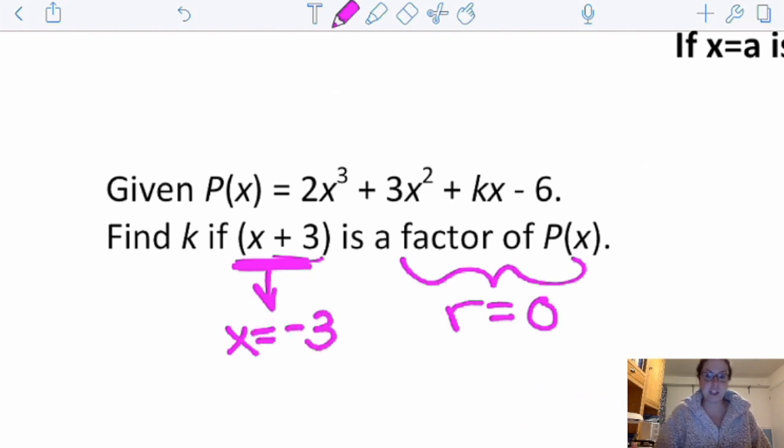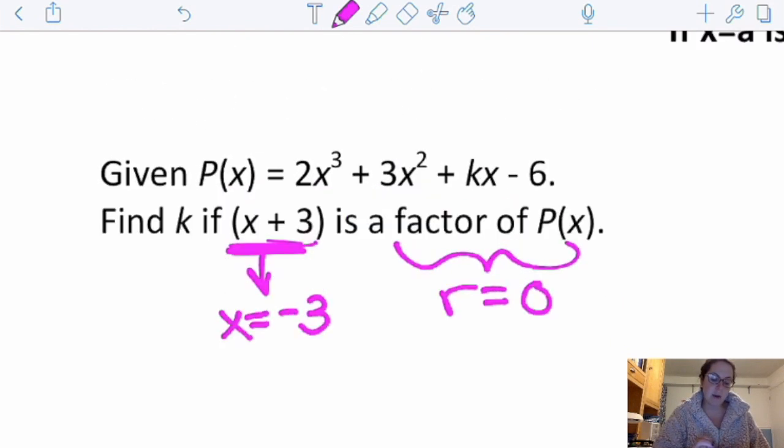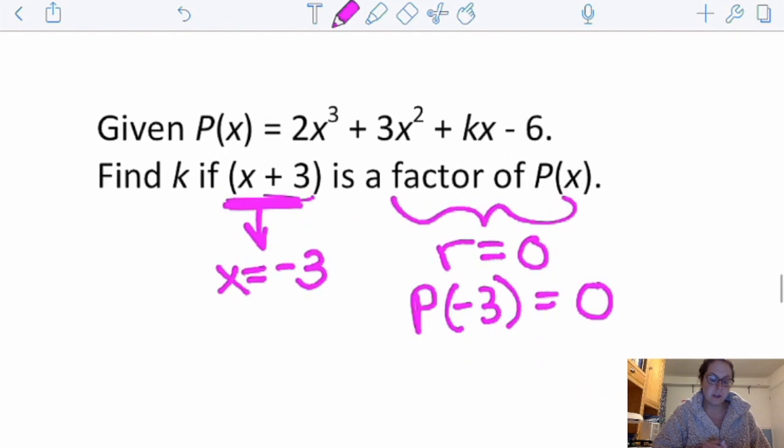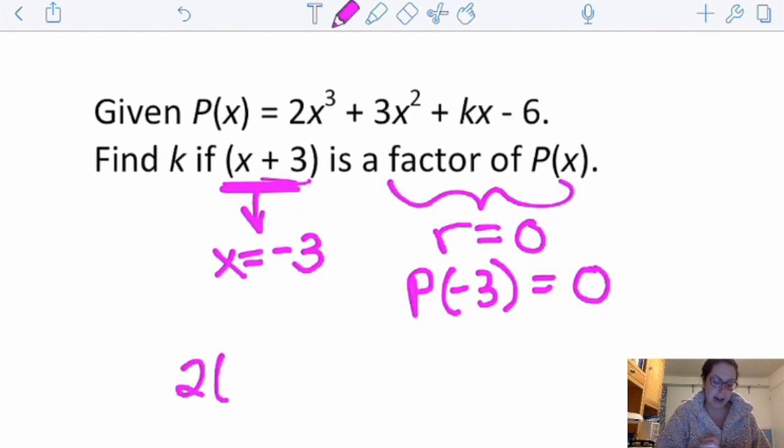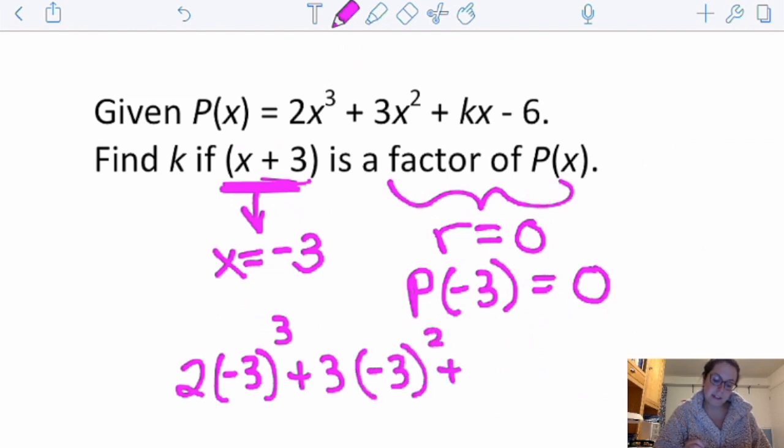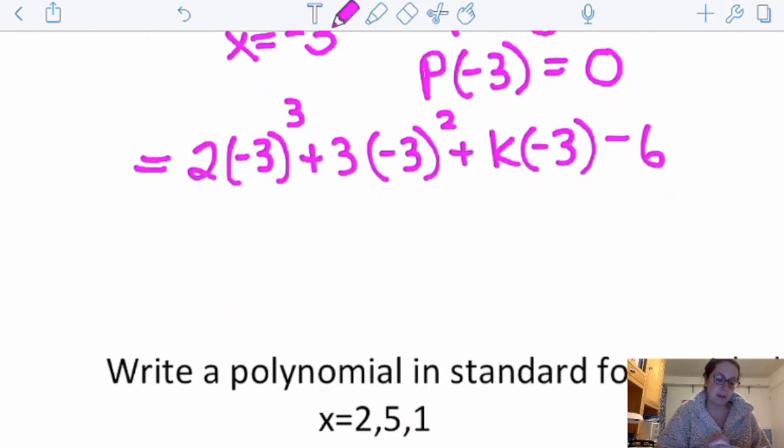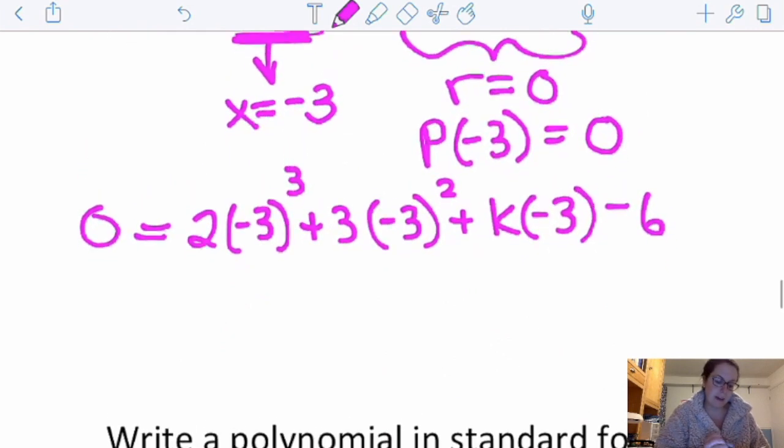Now you could do division here. It's just going to be a lot more work. So what I would say is let's use the remainder theorem. We know the remainder should be 0. That means we know p of negative 3 should equal 0. So I'm going to plug in negative 3 for x, plus 3 times negative 3 squared plus k times negative 3 minus 6. And I know that that should come out to be 0. Let's see where that gets us.